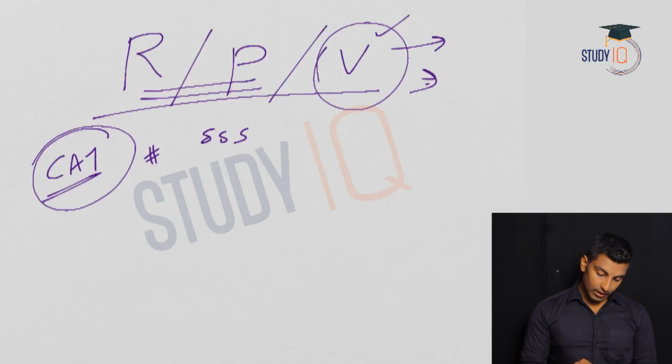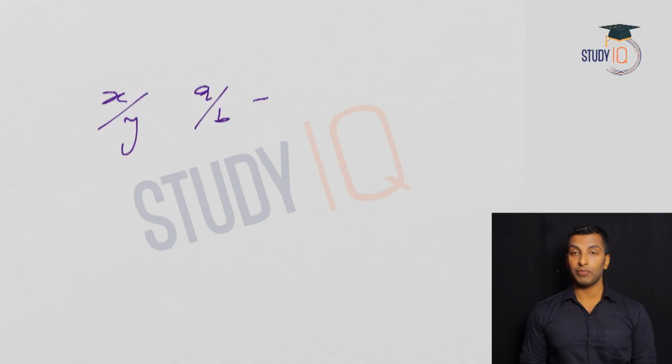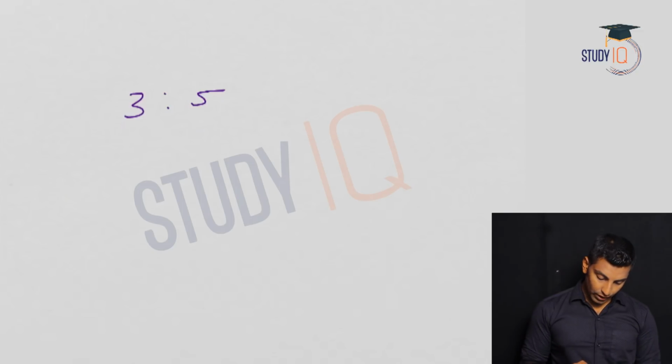So what is ratio, proportion? It's actually a fraction, basically used for comparison. When I say x is to y or a is to b, or I can write it as x by y or a by b, this is actually a ratio. And why do we use this? Basically to compare, like 3 oranges and 5 apples, we can write like this.